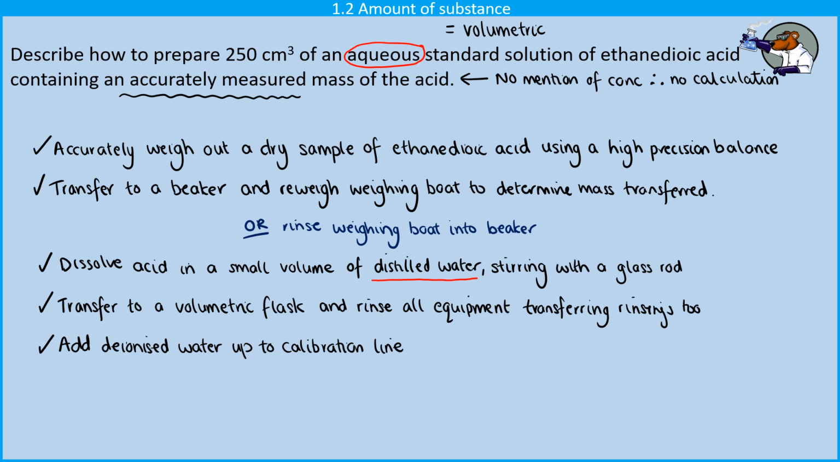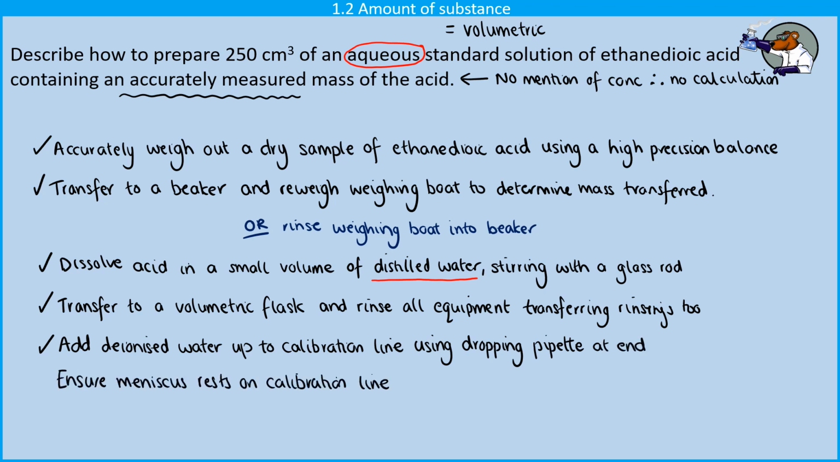Then you're going to add more deionized water up to that calibration line, and you want to be using a dropping pipette at the very end so that you can make sure that the meniscus is actually on that calibration line. And then at this final stage you're going to stopper the volumetric flask or the bottle, and you're going to invert it 10 times or shake it.